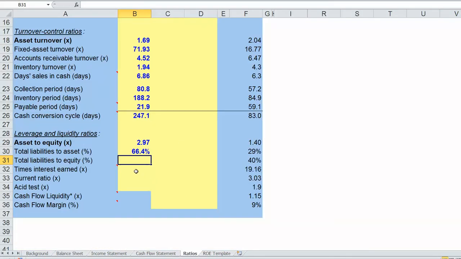So our liability to asset ratio is 66%. We have 66 cents in liabilities for every dollar we have in assets.